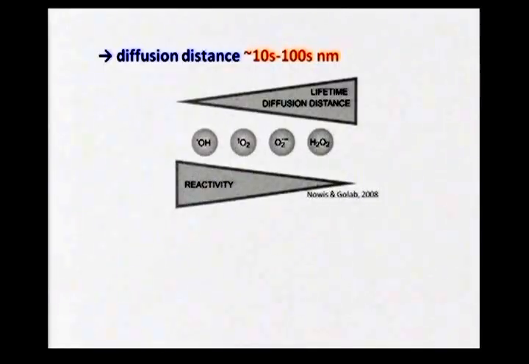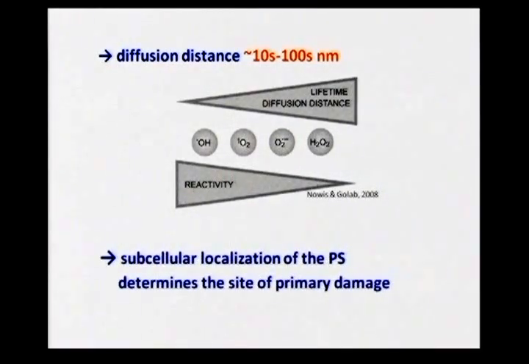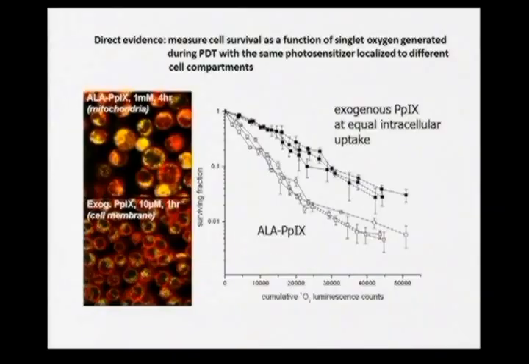indicate that the diffusion distance is very short, because the location of the sensitizer has a big effect on the cell survival. So the subcellular localization determines the site of the primary damage. And the evidence for this is here. These are mammalian cells in which the cells were exposed either to ALA, and ALA produces PP9. We have heard that many times here, and we've seen clinical examples, and it is produced in the mitochondria.